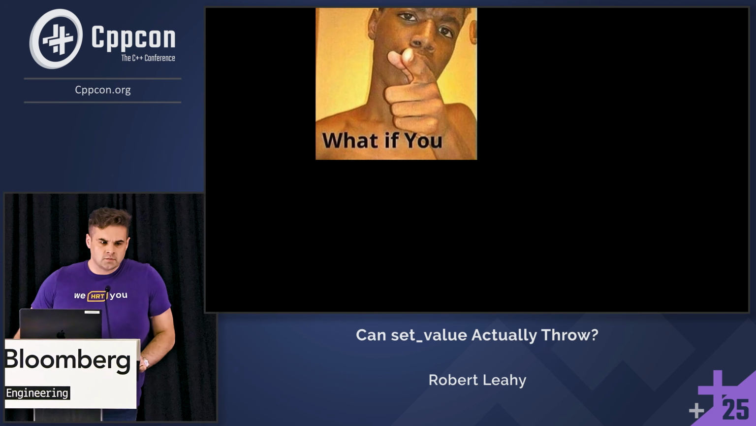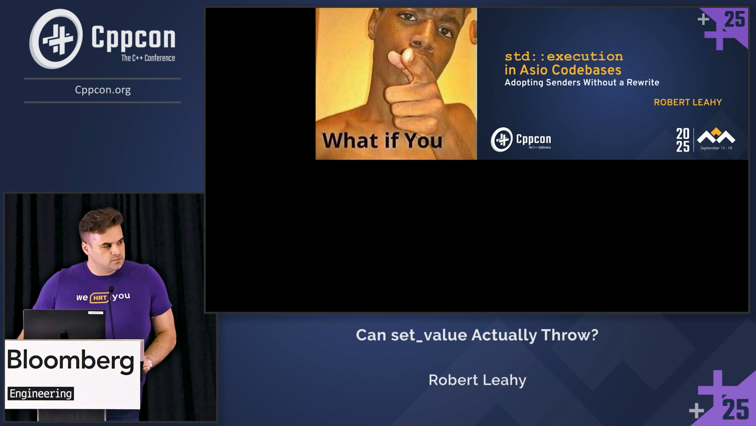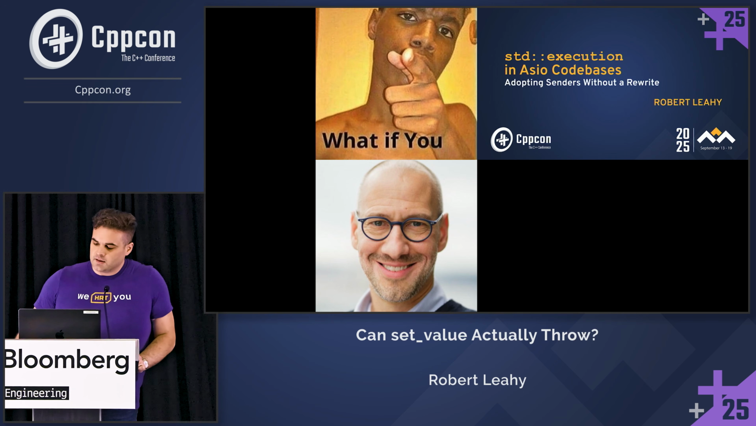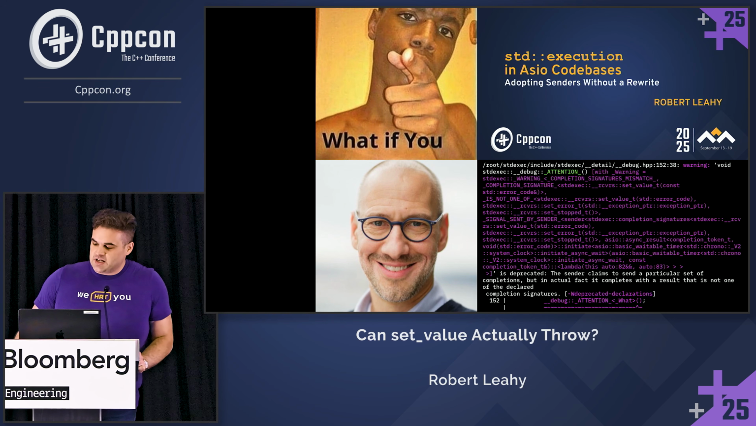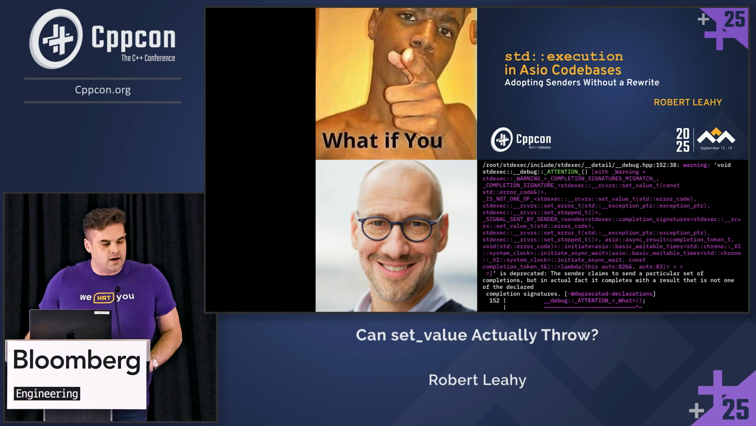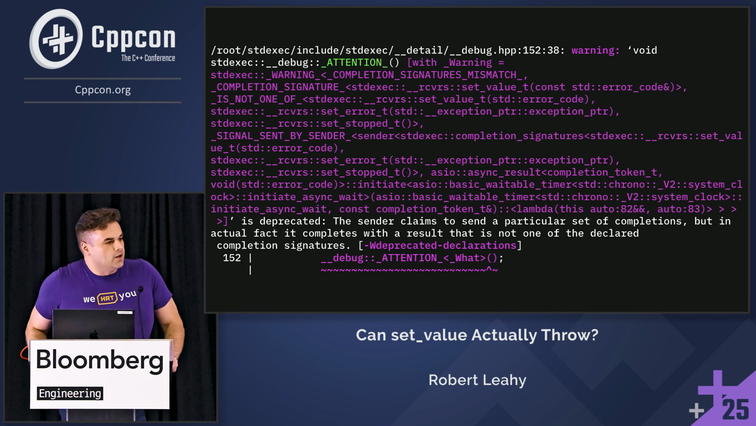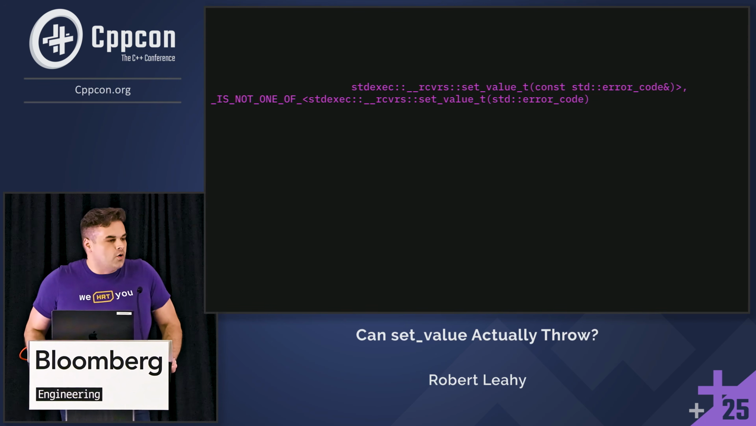What if you wanted to integrate std::execution and Asio, but Eric Niebler said, the sender claims to send a particular set of completions, but in actual fact, it completes the result that is not one of the declared completion signatures. Let's dig into this compiler warning. Let's see what's actually going on.